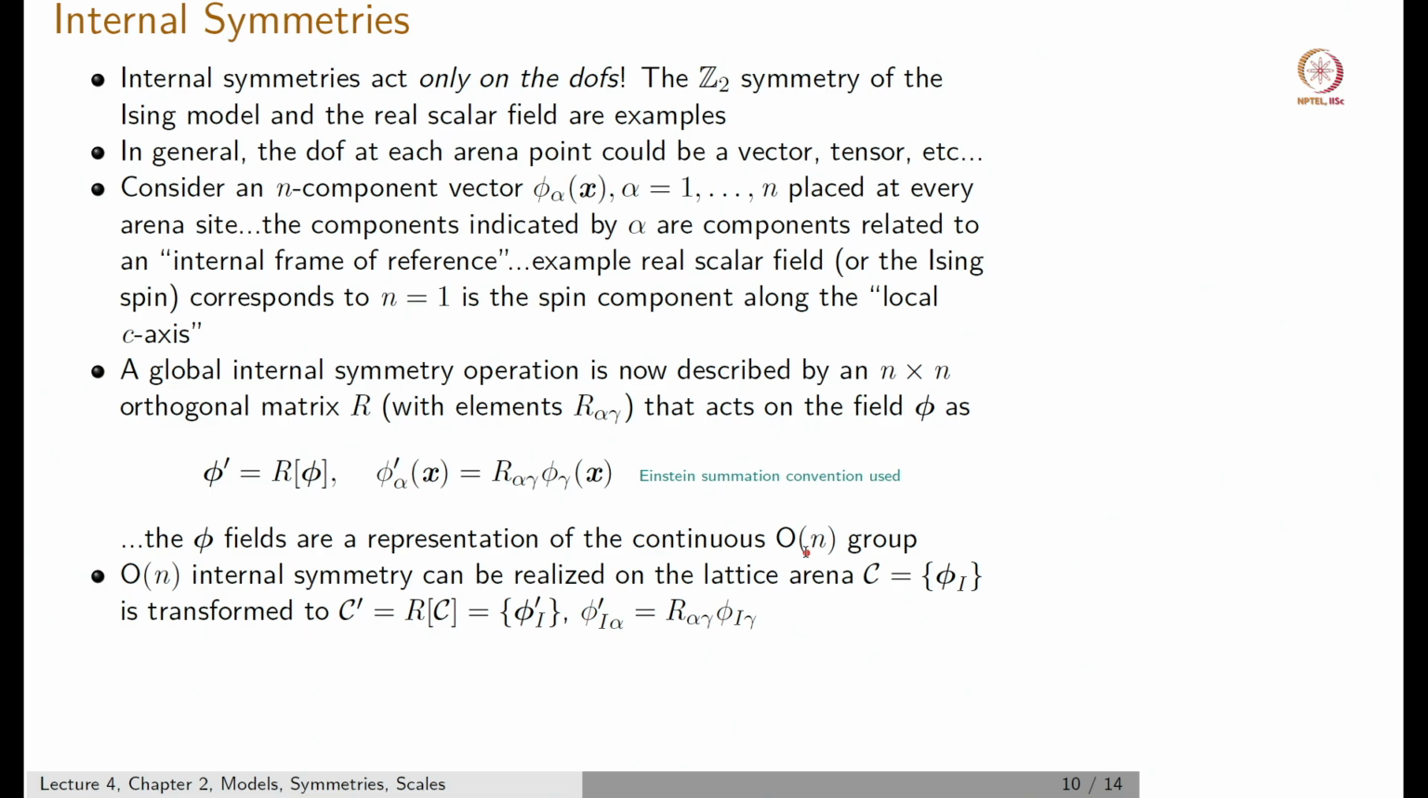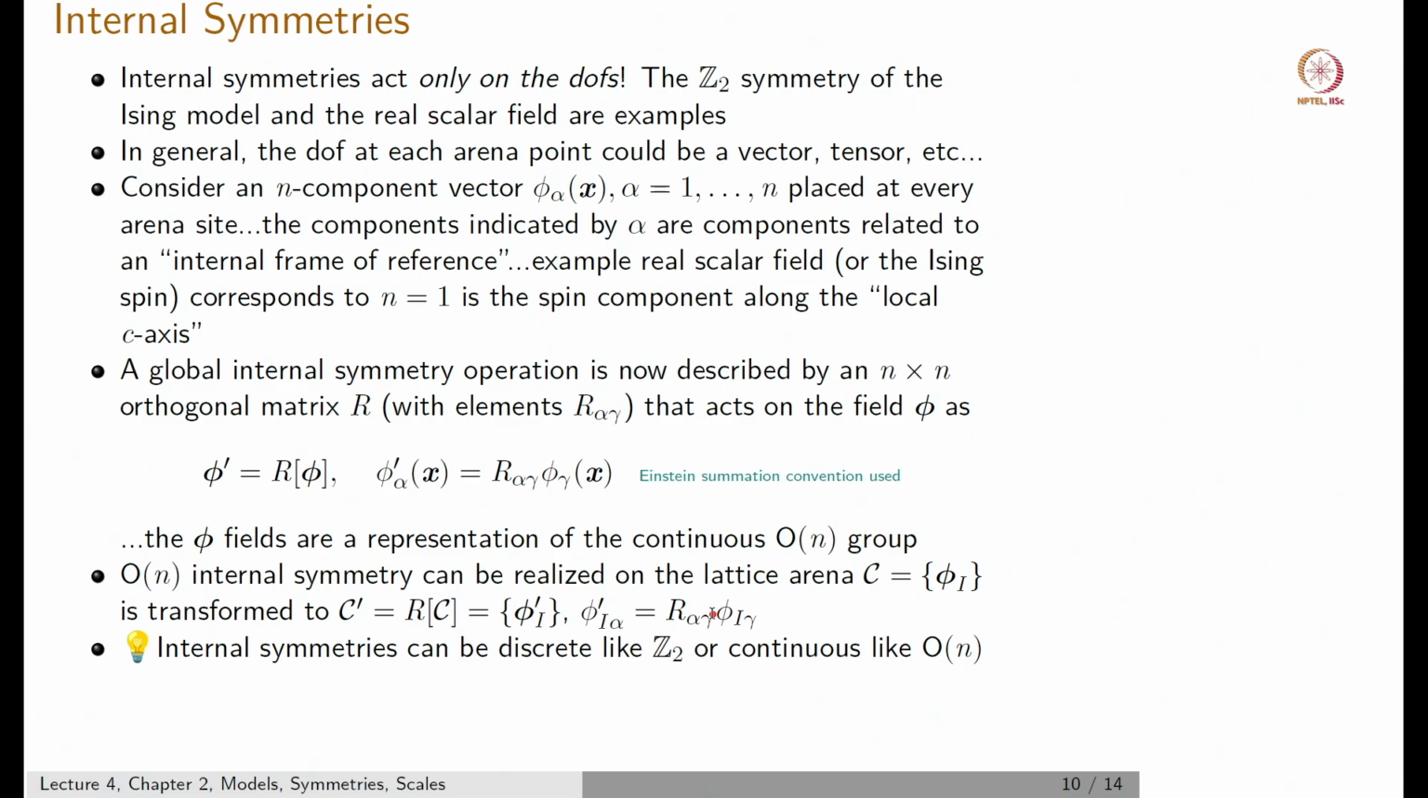Very analogously, we can also realize O(N) internal symmetry in a lattice arena. What you do is, at every lattice site you attach an O(N) vector, and the transformation rule is quite analogous. To find the new field at a given lattice site, you take the old field at that site and just transform it by the orthogonal matrix. That is what we mean by global: this orthogonal matrix acts in exactly the same way at every site.